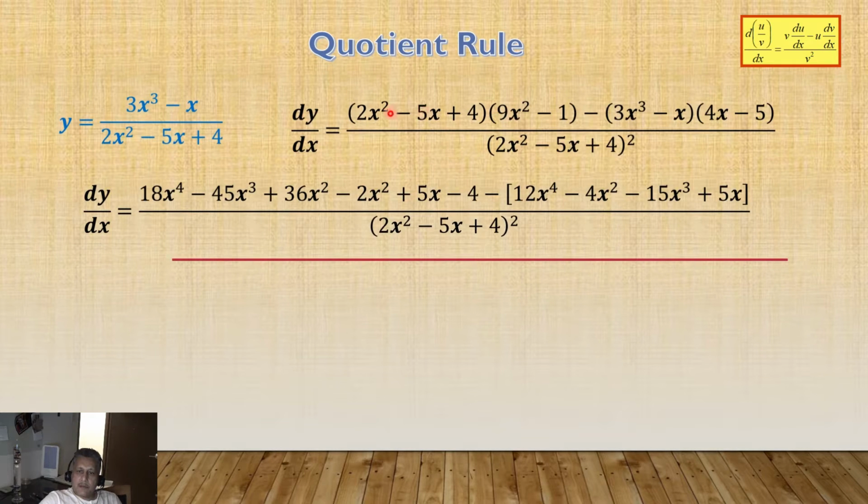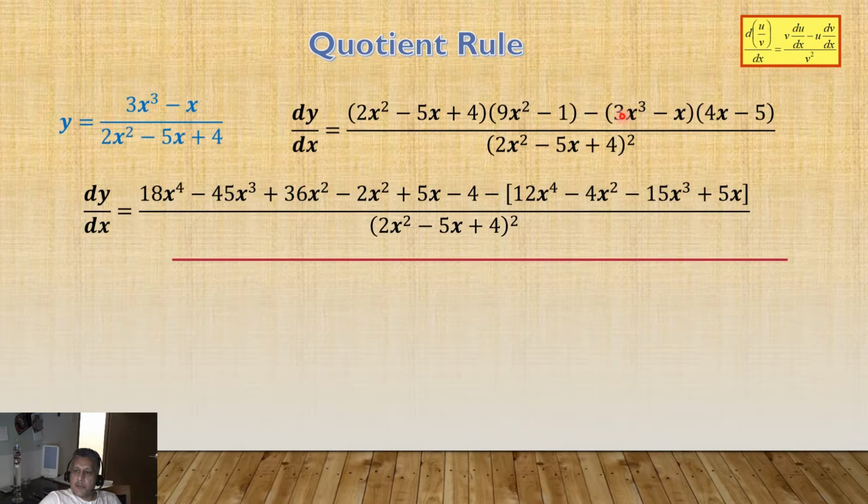Like I mentioned, 9 times 2 will give you that. 9 times 5 will give you this term. 9 times 4 give you this. And all of these, the signs have changed because of multiplying by minus 1. I've placed the minus sign right in here. I open the brackets, and I multiply out these guys here.